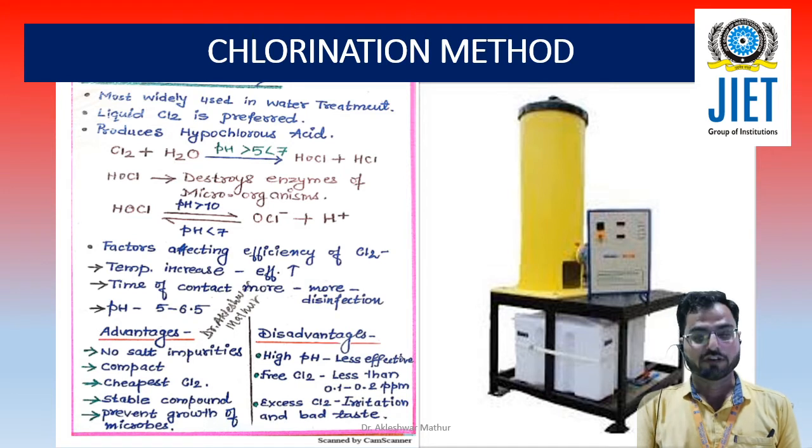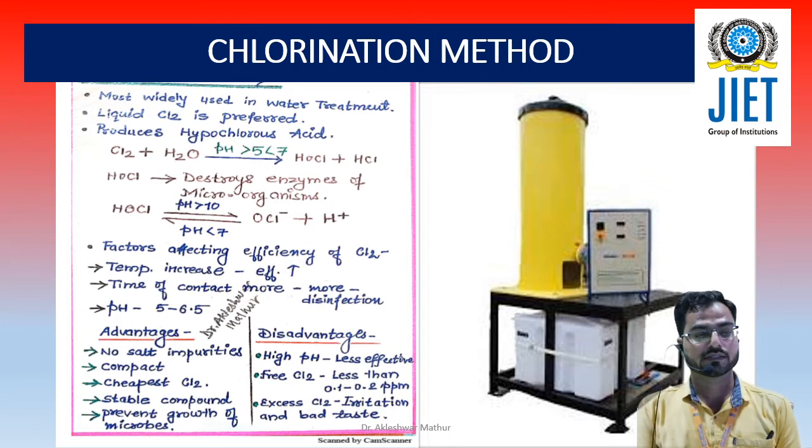less than 6.5. If the contact time is more, then more disinfection takes place, because we know that if you apply more chlorine to more water for a longer period, then the disinfection action of chlorine will increase. Temperature also increases the efficiency of the chlorination process. So we can say that a pH range of 5 to 6.5, more contact time and a particular high temperature are the favorable conditions for the disinfection of water by the chlorination method.